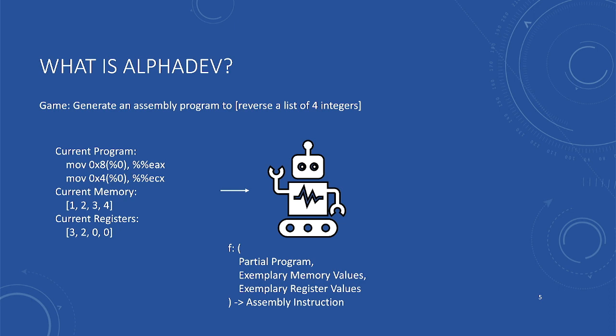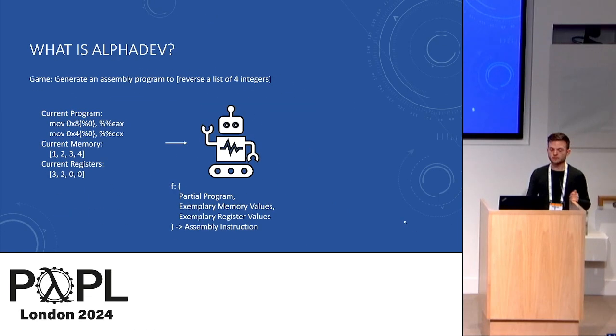So here the current program already consists of 2 instructions, and then we also have a snapshot of the current memory and register values, and that just means that we've randomly sampled a possible input that our program could receive, and we've executed the partial program on this input. And this isn't strictly necessary, but it helps the agent to reason about how the individual instructions modify the state of the machine, so it's able to learn faster and generate code programs easier.